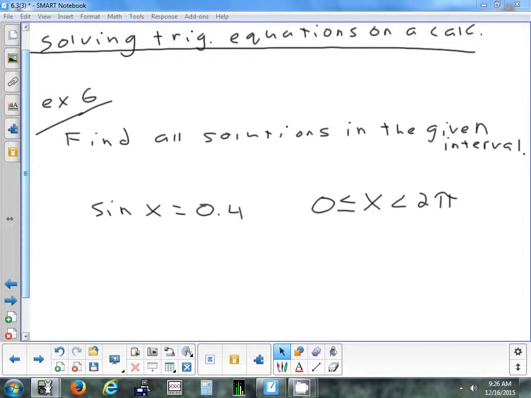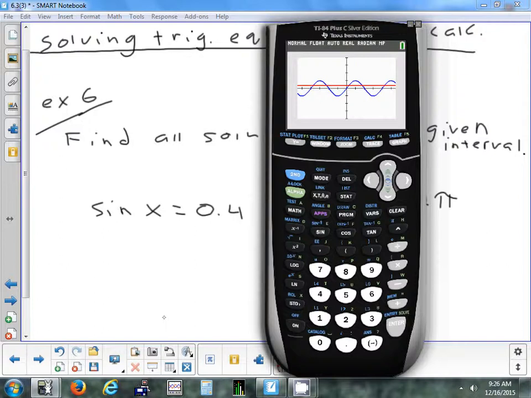So this is going to be a wave. This is going to be a horizontal line. Yeah, there's infinitely many solutions, unless they tell you to narrow down where you're looking, okay? Which in this problem they do.